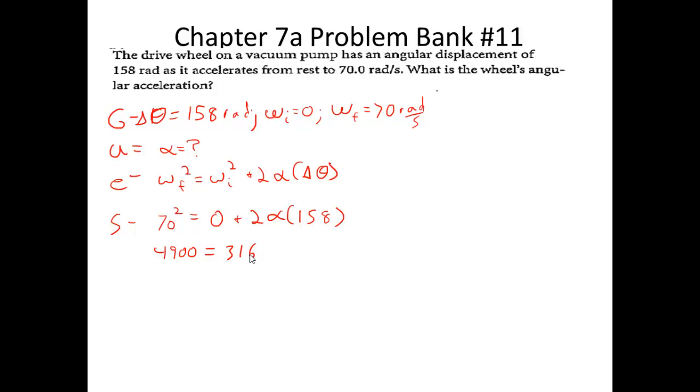Divide both sides by 316. The solution is going to be 4,900 divided by 316, or 15.5 radians per second squared.